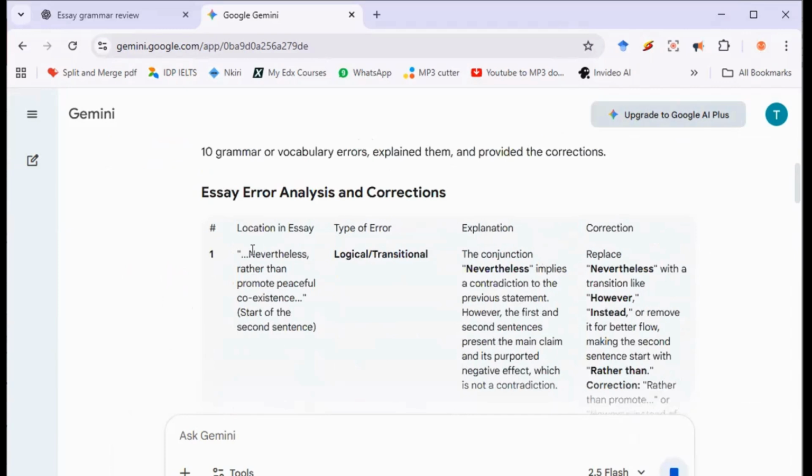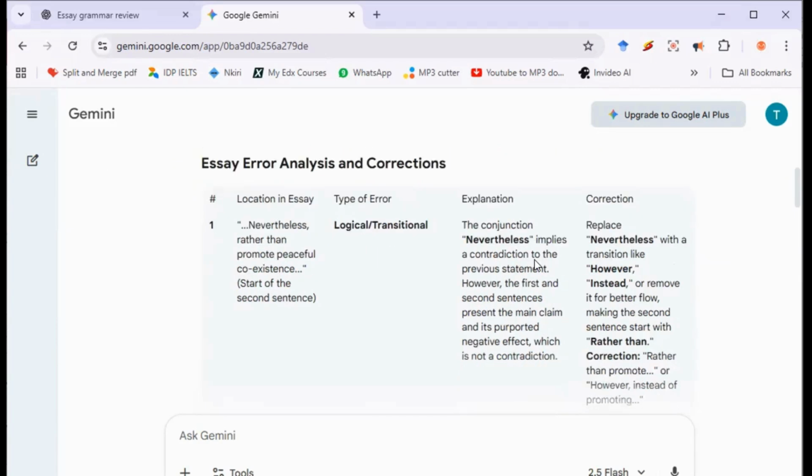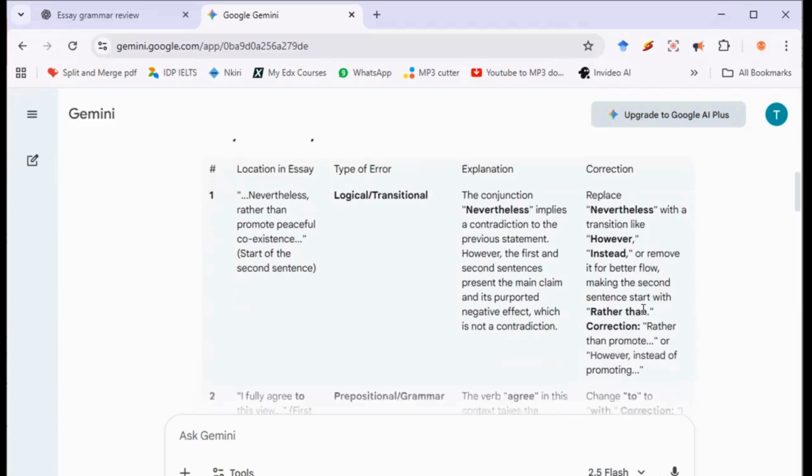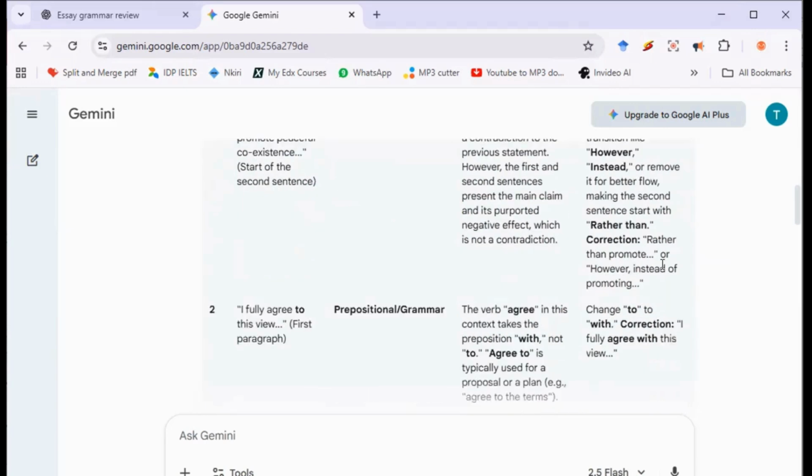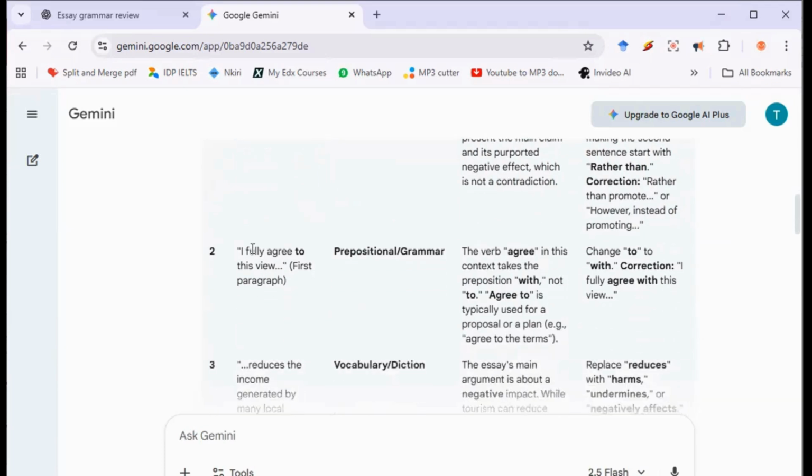It says, nevertheless, rather than promotes peaceful coexistence. So, logical transitional error. The conjunction nevertheless implies contradiction to a previous statement. However, the first and second sentences present the main claim. Replace nevertheless with transitions like however or however, instead. So that's what it's telling us here. You see that this one is bringing out some errors that ChatGPT did not show us. I fully agree to this.